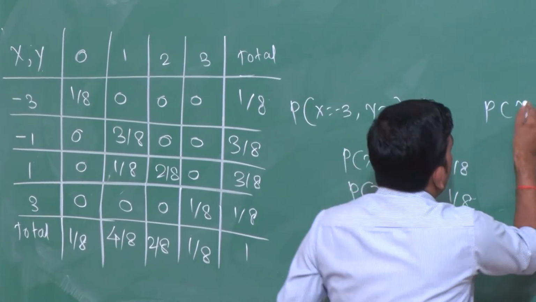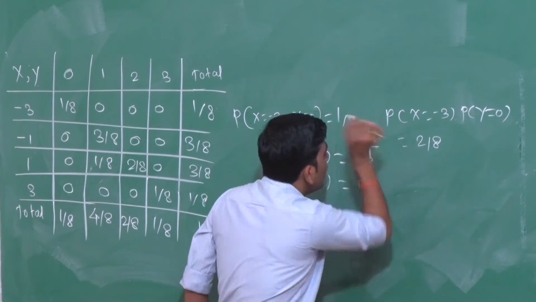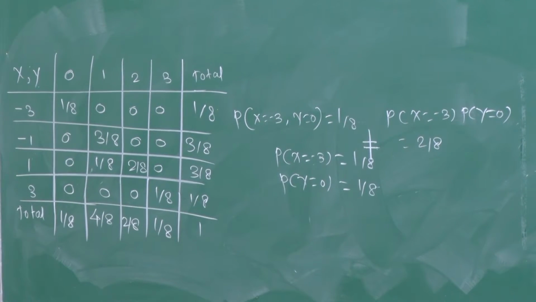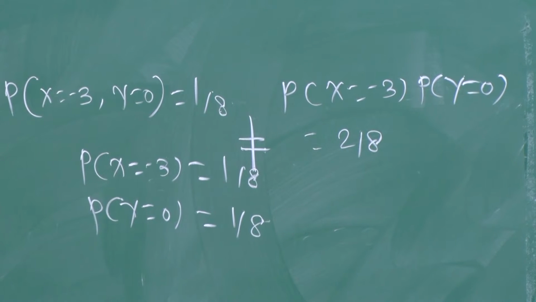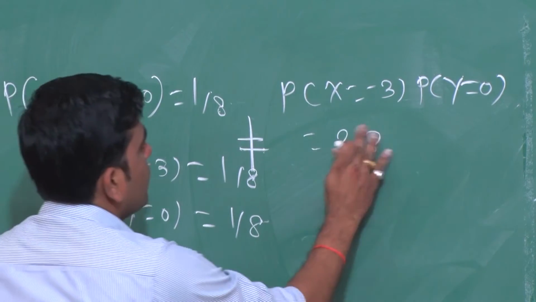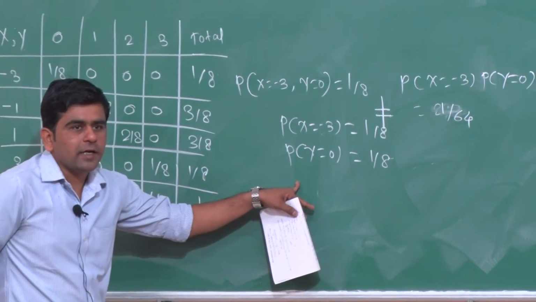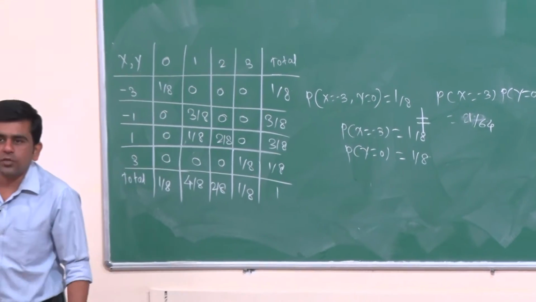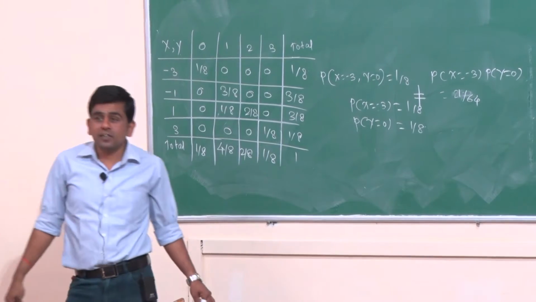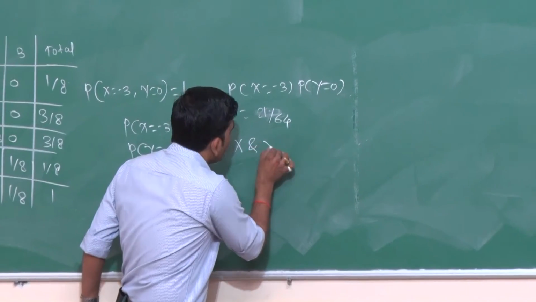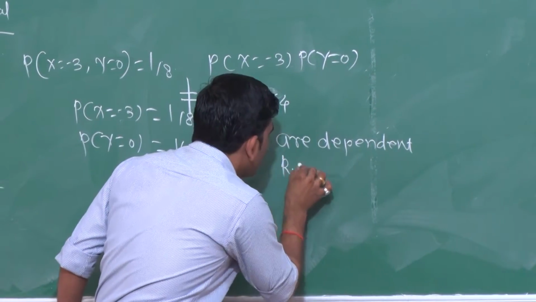So here we get the probability of X equal to minus 3 multiplied by the probability of Y equal to 0, which is not equal to 1 by 8. Here we can say that the joint probability for these two events, X equal to minus 3 and Y equal to 0, is not equal to the probability of X equal to minus 3 into the probability of Y equal to 0. So from this statement we can say that X and Y are dependent random variables.